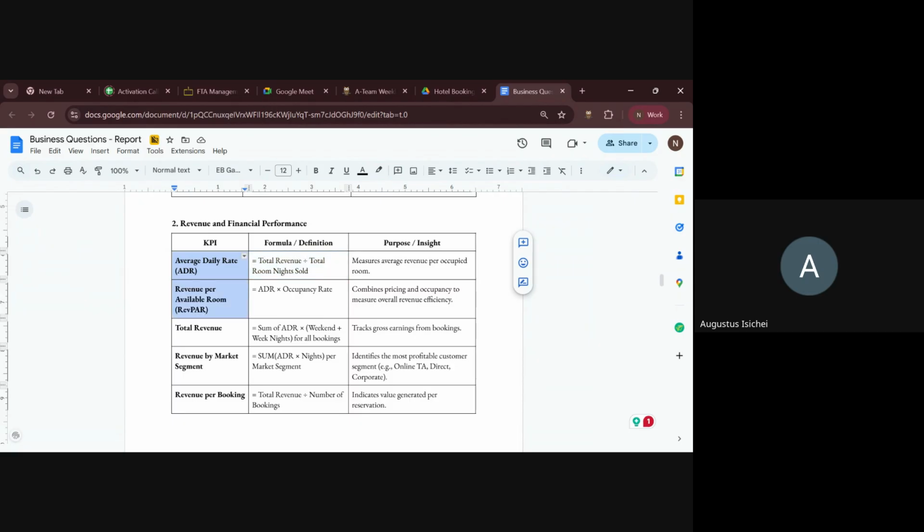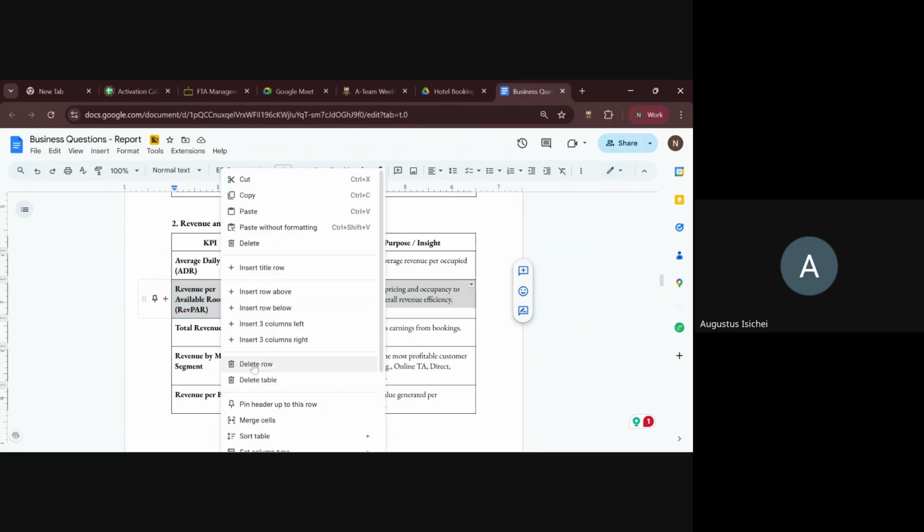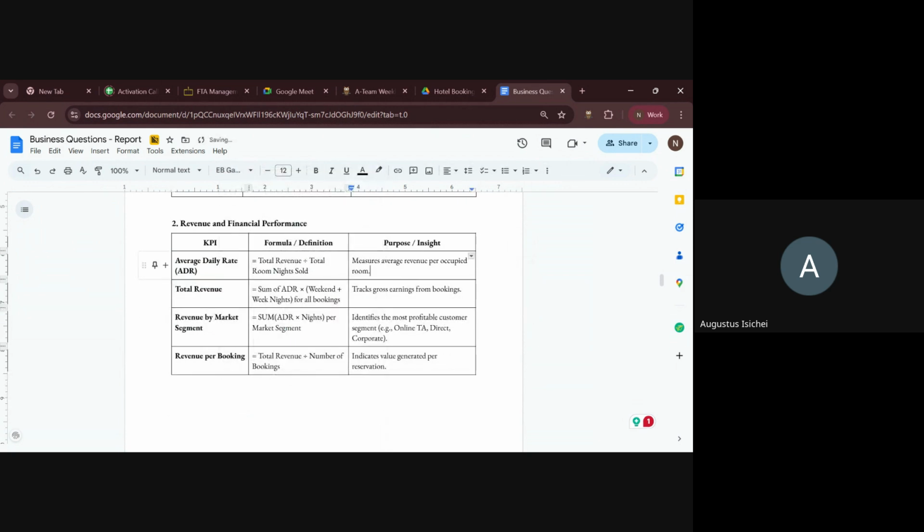The second is the revenue per room, and we have the occupancy rates. Unfortunately, we can't calculate the occupancy rates because we do not have the total number of rooms. So we would take this out for now. If we had a total number of rooms, then we would have calculated that. Let's take that out for now. So we'll focus on the average daily rates.